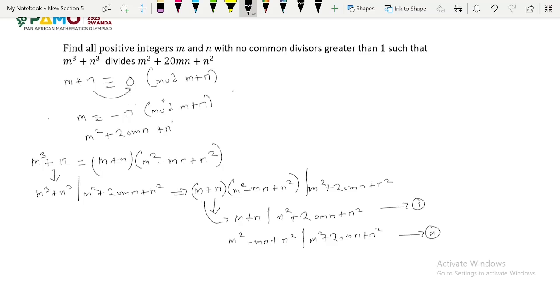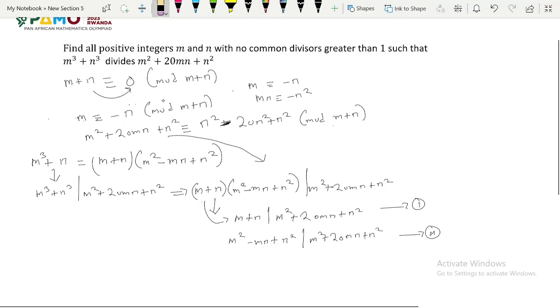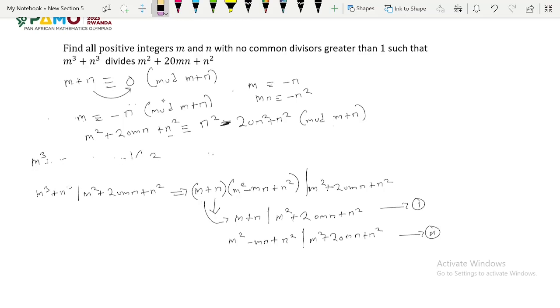Then this m square plus 20mn plus n square is equivalent to, so m square is equivalent to n square, right? For mn, if m is equivalent to minus n and I multiply both sides by n, we have mn equivalent to minus n square. So 20mn will be minus 20n square, plus n square, in mod m plus n. But from 1, we know m plus n divides m square plus 20mn plus n square.